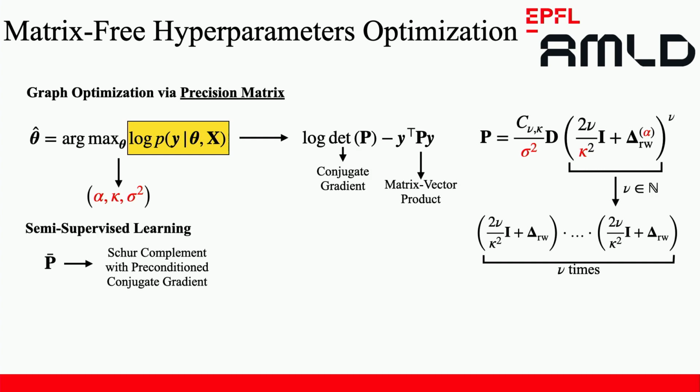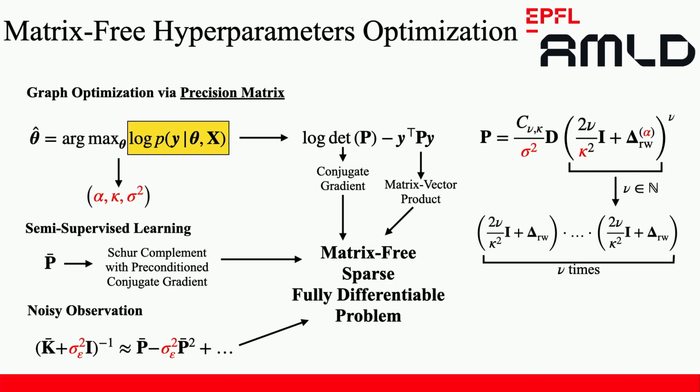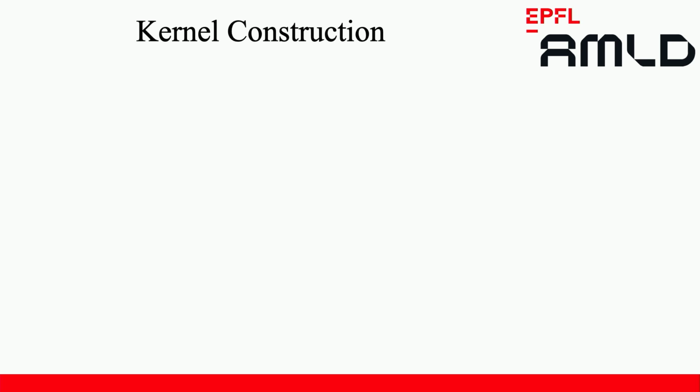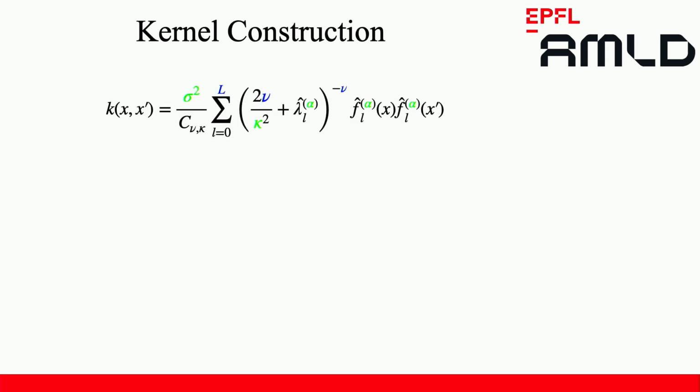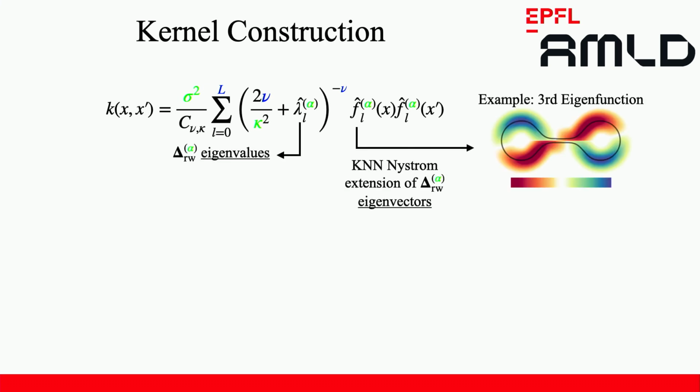In the semi-supervised scenario, we compute the labeled portion of the precision matrix through the Schur complement. For noisy observations, we build the noisy precision matrix through Taylor expansions. In this way, we have a matrix-free, sparse, and fully differentiable problem. Once we optimize the hyperparameters of our model, here in green, we rebuild the kernel, leveraging the eigenvalues and a KNN-Nystrom extension of the eigenvectors of the random walk normalized Laplacian.